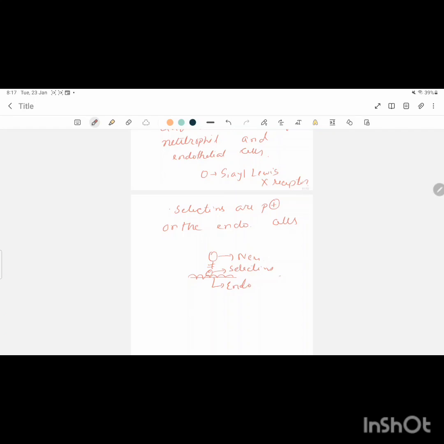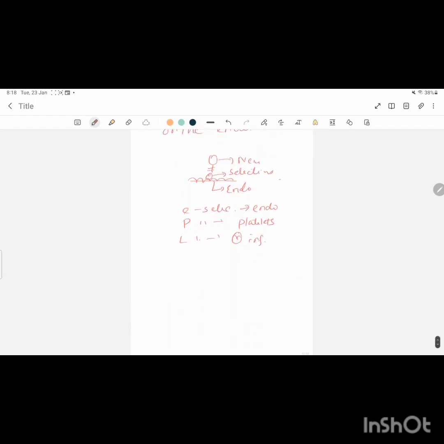न्यूट्रोफिल में क्या है? लुईस एक्स रिसेप्टर. और सिलेक्टिन्स कहाँ पे है? एंडोथेलियल सेल. इसको कंफ्यूज मत करना. तो there are 3 types of selectin. One is E-selectin, this is present on the endothelium. P-selectin, on platelets, and L-selectin. Okay, the L-selectin does not play an important role in inflammation. So there are three types of selectin.